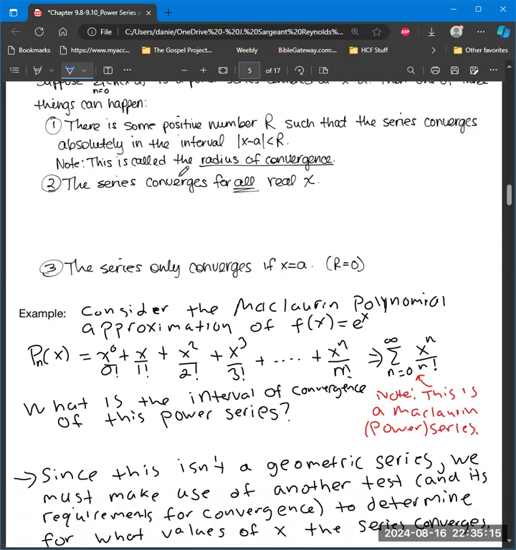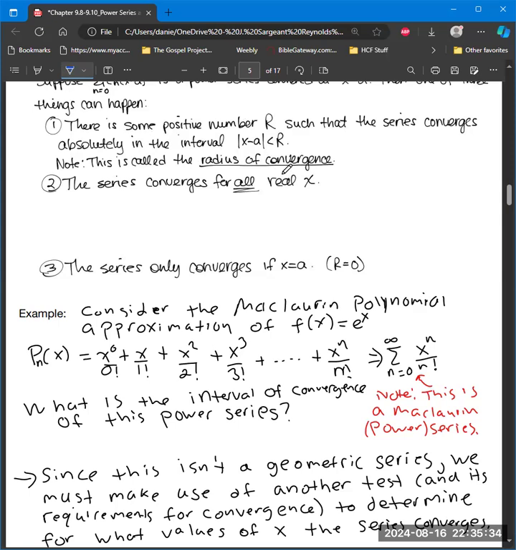First, there can be some positive number, capital R, such that the series converges absolutely in the interval where the absolute value of x minus a is less than R, and that R is called the radius of convergence. We use capital R for radius of convergence.